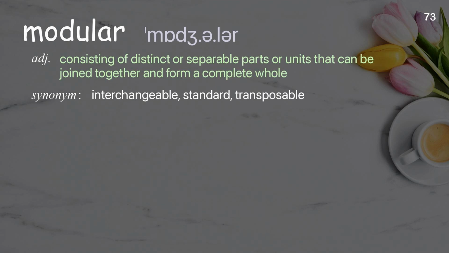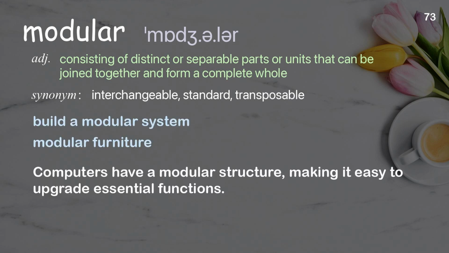Modular. Consisting of distinct or separable parts or units that can be joined together and form a complete whole. Examples: Build a modular system. Modular furniture. Computers have a modular structure, making it easy to upgrade essential functions.